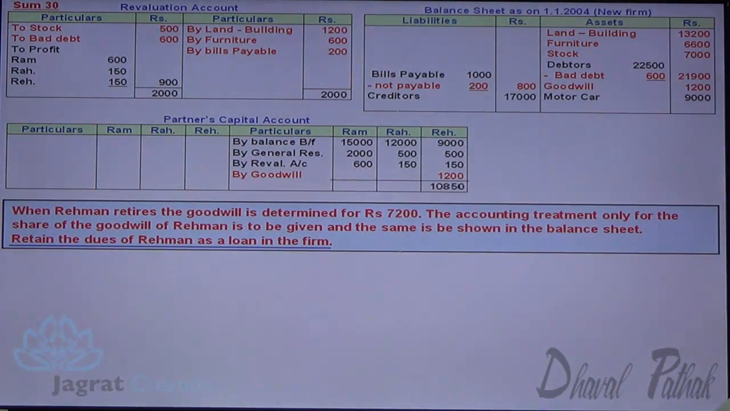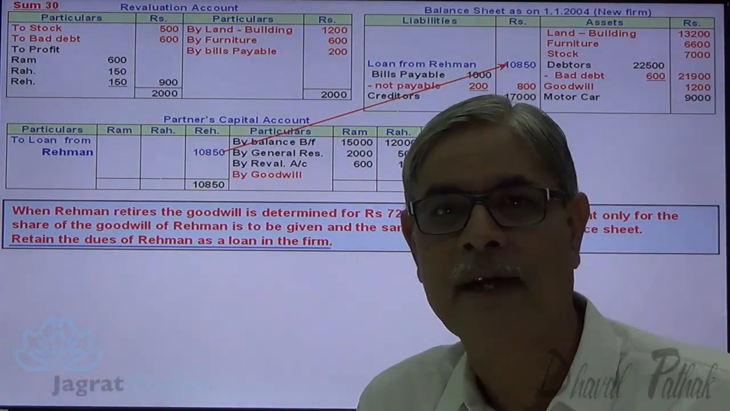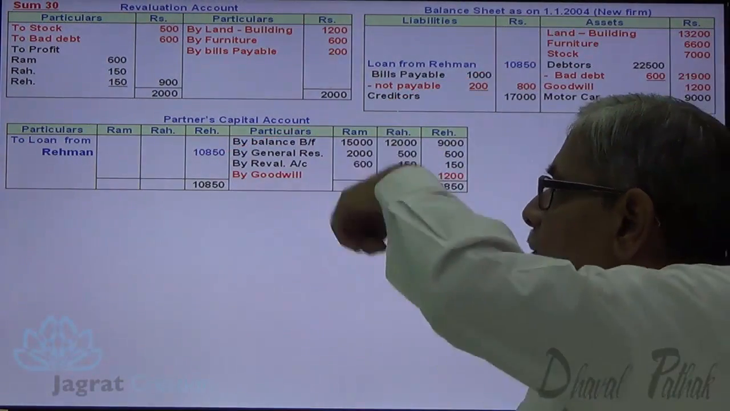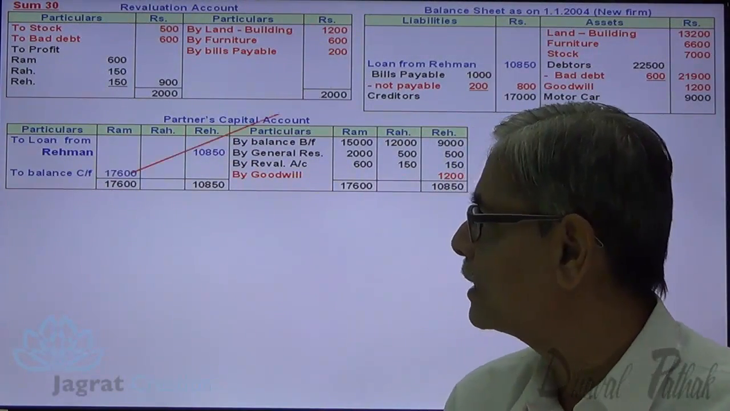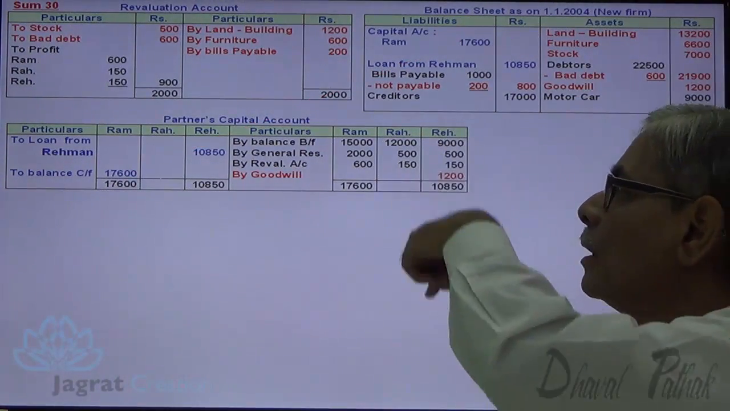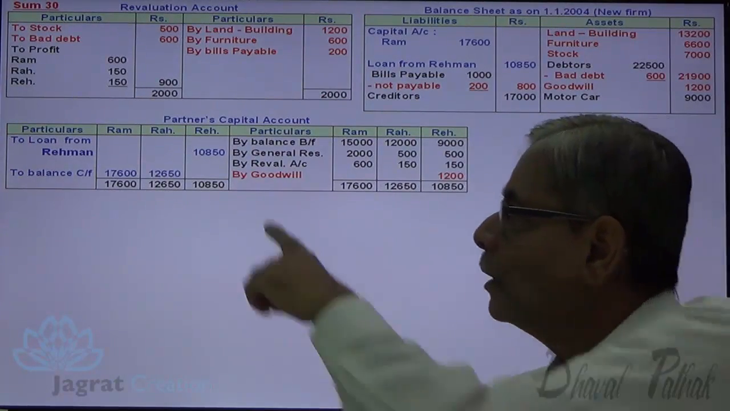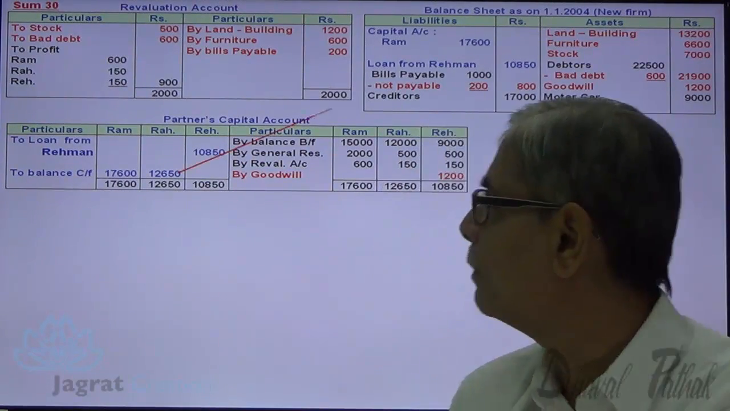Now, dues of Rahman is to be paid. Total of credit side of Rahman is 10,850. That is not paid, but it is shown as loan. So loan from Rahman 10,850 will appear on the balance sheet liability side. Now I will close the capital account of Ram and Rahim. Total is 17,600. There is nothing on the debit side, so balance is 17,600 that appears in the balance sheet liability side. Here 12,650. Nothing is debited, so 12,650 is the balance of Rahim that appears on the balance sheet liability side.